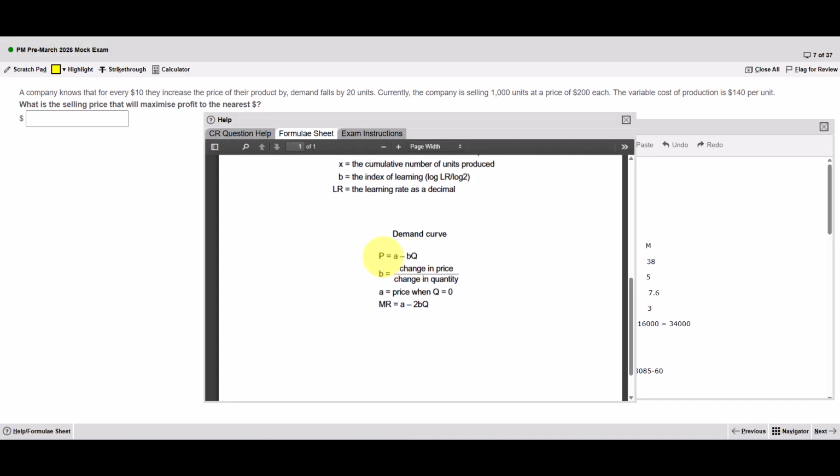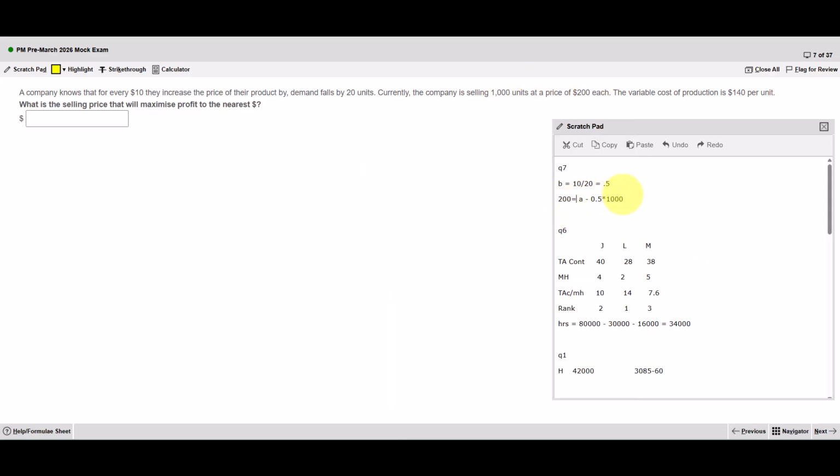We need to find A, but we've got a value of P and the corresponding value of Q, which is 200 for P and 1,000 for Q. So when we put all of those into P equals A minus BQ, we end up with this. So therefore A is 700. And once we've got A and B, we can now write out the demand curve for this specific product. And this means if we know a value of P, we can find the value of Q and vice versa.